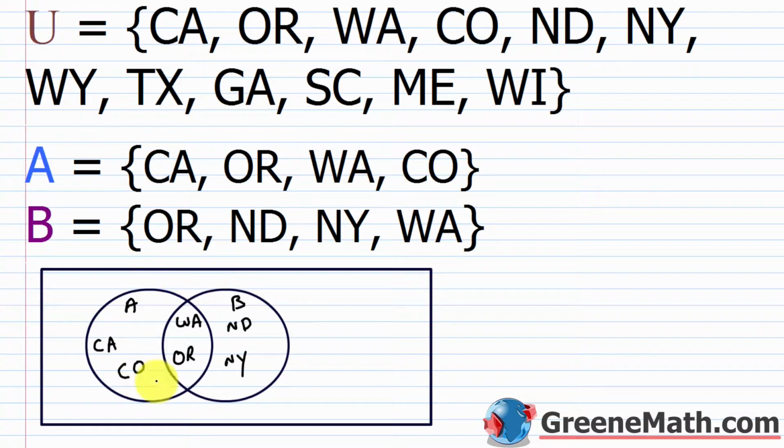And outside of these sets, in set U, let me use a different color, I would have Wyoming, Texas, Georgia, South Carolina, Maine, and Wisconsin. So once we have our Venn diagram built, it's easy to go through and answer some questions.